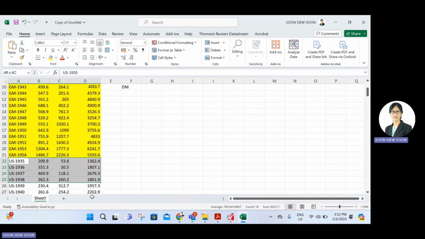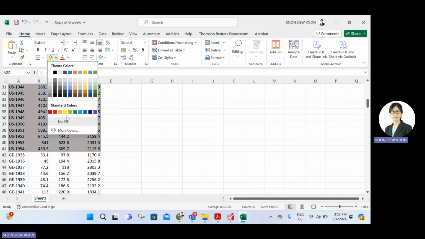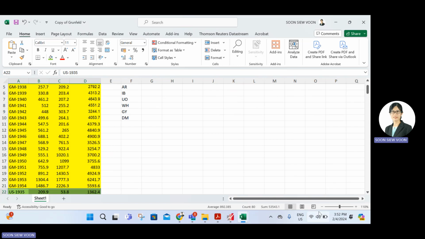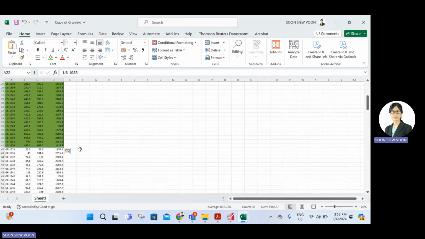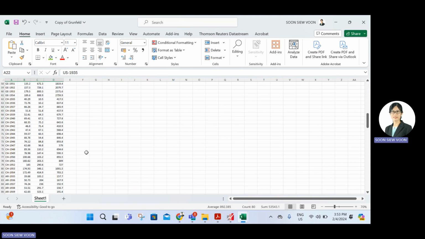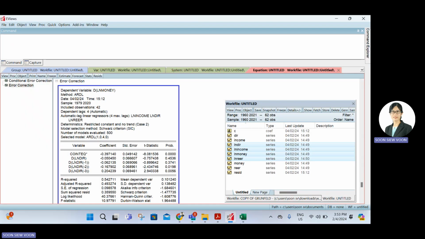I will follow with another three series for the US case, starting from 1935 up to 1954. For the US case, this is another set. So you can see there are totally ten now: this for GM, for US, followed by GE, and then followed by GH. These are the data sets I'm going to use.